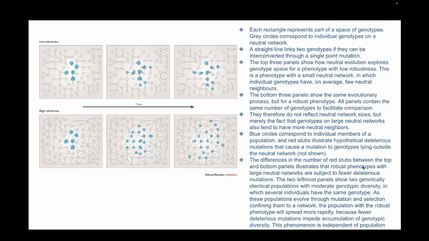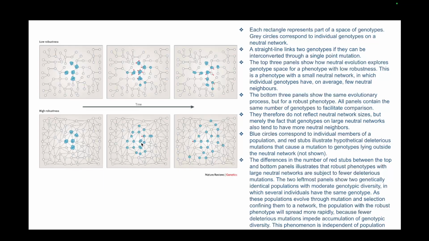And the difference in the number of red stubs between the top and the bottom panel illustrates that robust phenotypes with large neutral networks are subject to fewer deleterious mutations. And the two leftmost panels show genetically identical populations with moderate genotypic diversity, in which several populations have the same genotype. So the bigger your neutral network is, or the more connected, the bigger the span of your neutral network, intuitively it means these are genetically identical populations with moderate diversity.